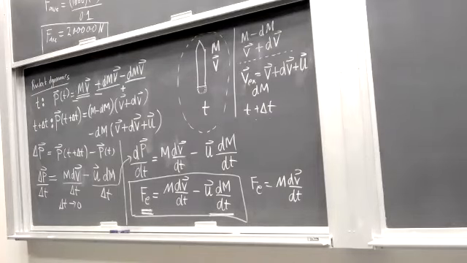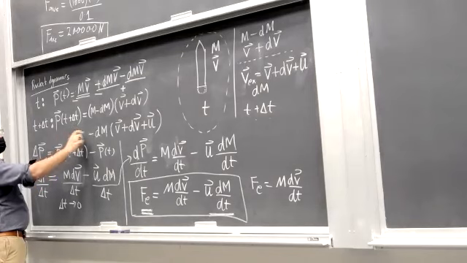You can figure that out, I'm sure. M minus dm, v plus dv, minus dm... come on, dm dv, dm u, dm v. Maybe I think this might be positive.